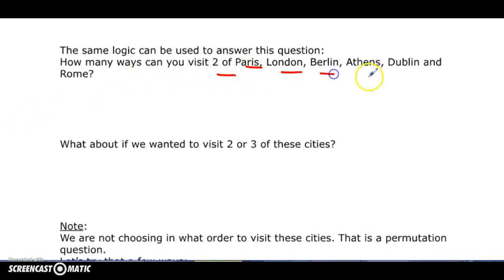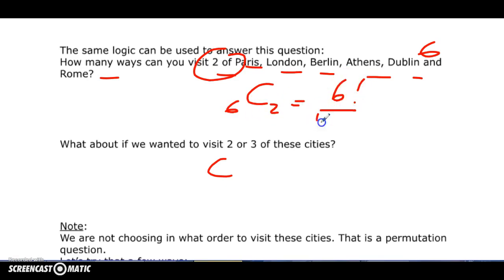If I want to go to Paris, London, Berlin, Athens, Dublin, and Rome, that's 6 cities, and I'm going to 2 of them. If I wanted to go to two of them, it's just this question here, and let's just refresh what that looks like. That's this, okay? And you work that out and you get a number, okay?